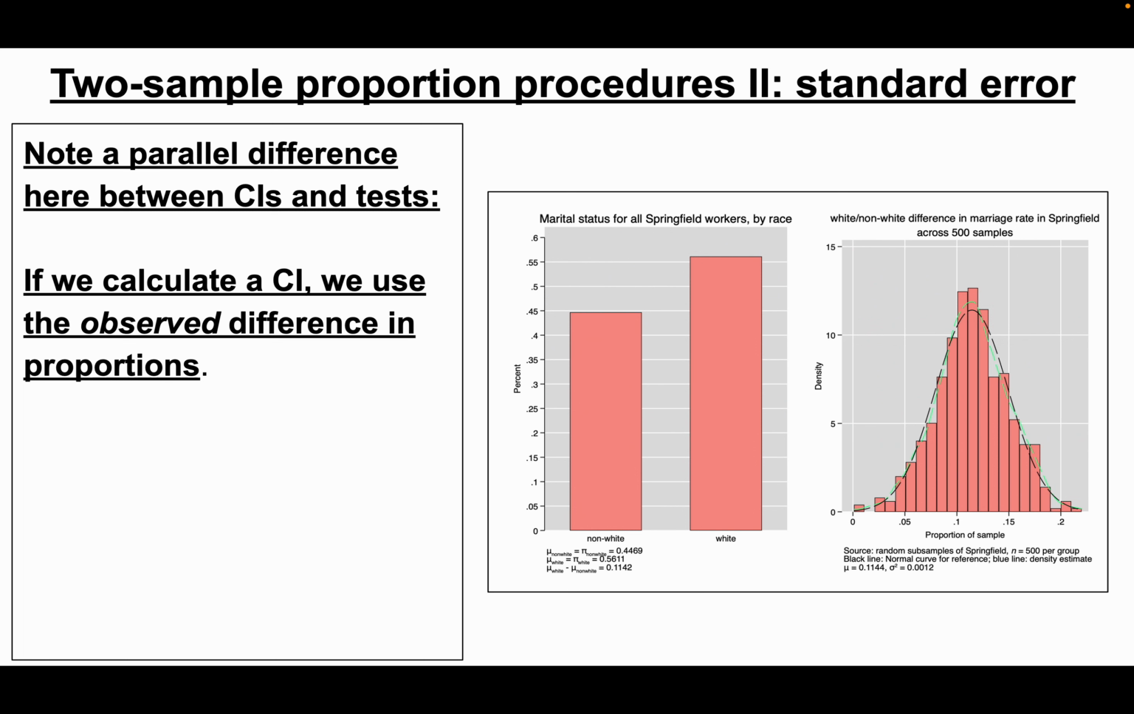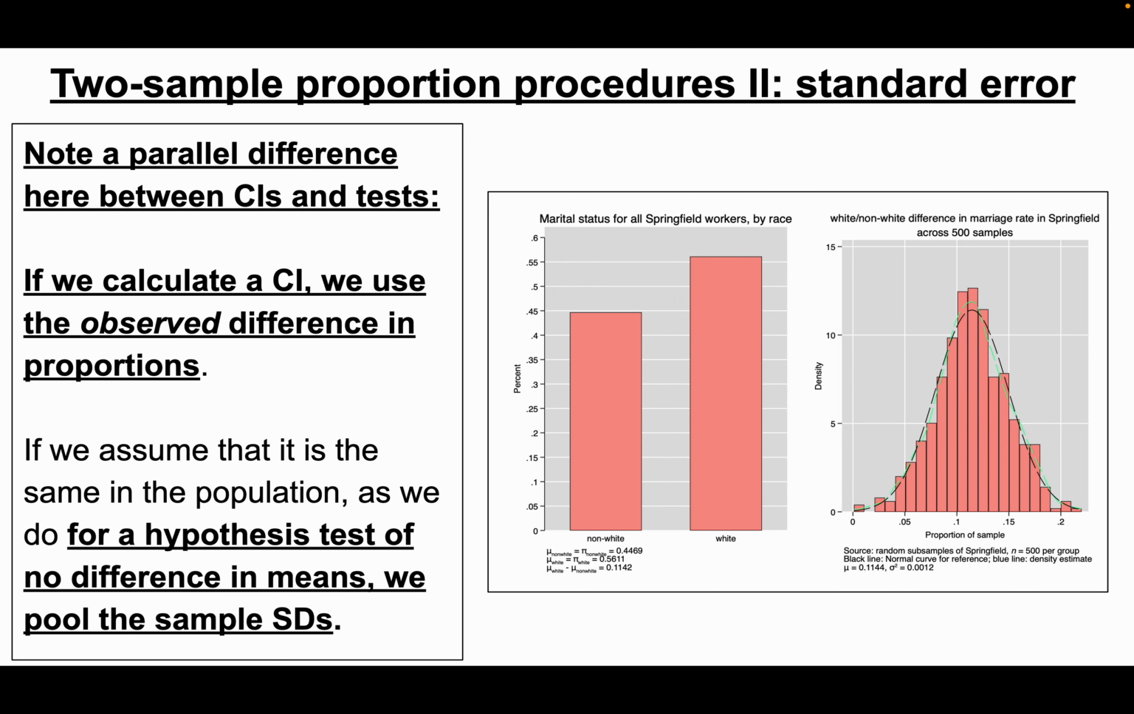So there's a parallel difference here, however. If we calculate a confidence interval, we're going to use the observed difference in proportions. So what that means is that we'll assume that they are in fact different, and we won't do anything kind of special beyond that. If we do a hypothesis test, we're going to pool the sample standard deviations because we assume that there is no difference between the two groups.